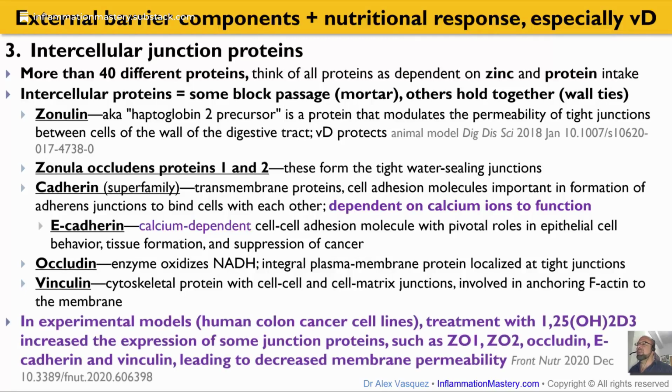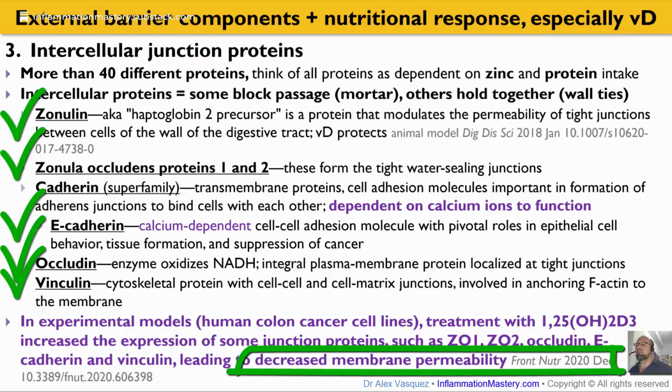In experimental models using human colon cancer cell lines, treatment with vitamin D increased the expression of some junction proteins, including zona occludens 1, zona occludens 2, occludin, E-cadherin, and vinculin, leading to decreased membrane permeability. And that information was actually recently published in Frontiers in Nutrition 2020 in December. So that's not even a year old.